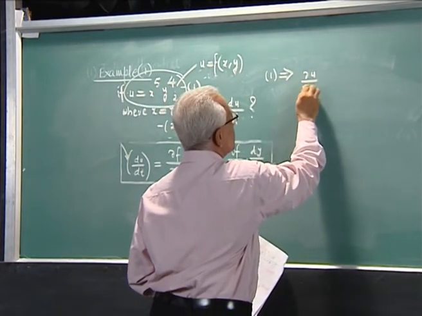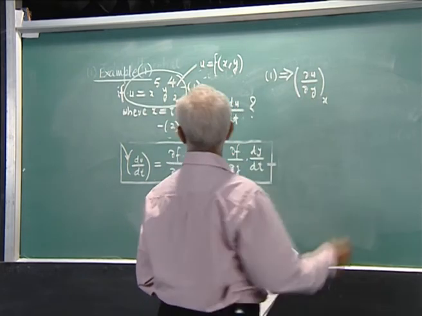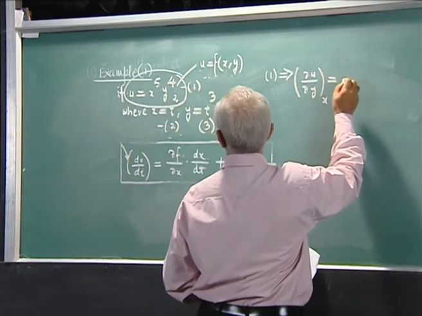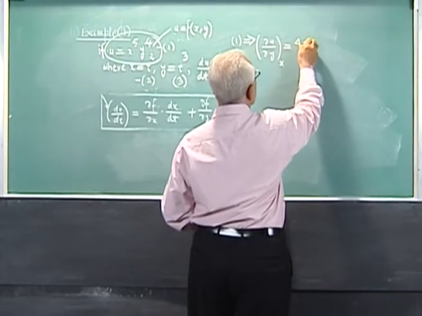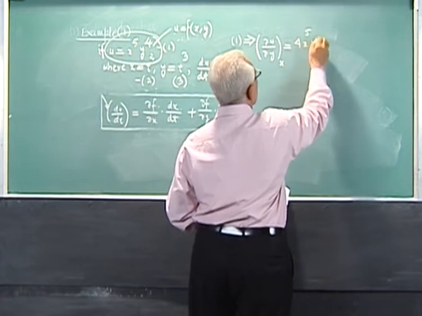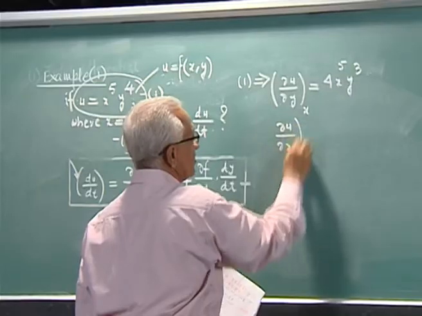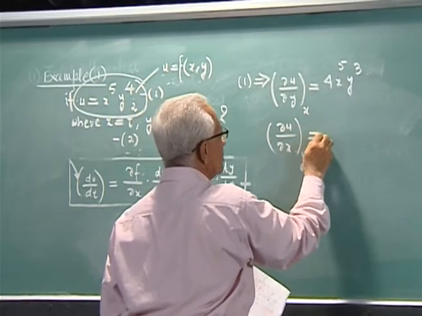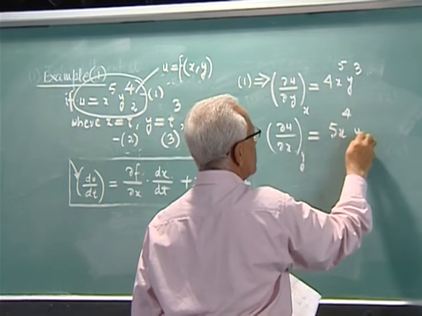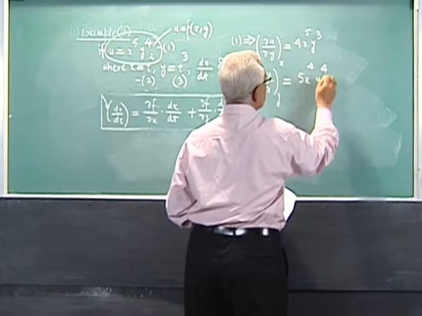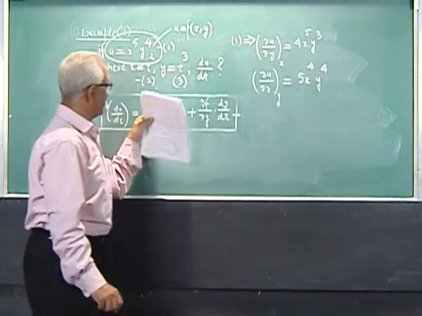Naturally, it indicates that we will be doing partial derivatives. If I am differentiating with respect to x, needless to say I will be keeping y constant, and so it will give me 4 x to the power 5 y cube. Similarly, if I take the partial with respect to y keeping x constant, I'll get 5 times x to the power 4 y to the power 4. So this is du dx and du dy.